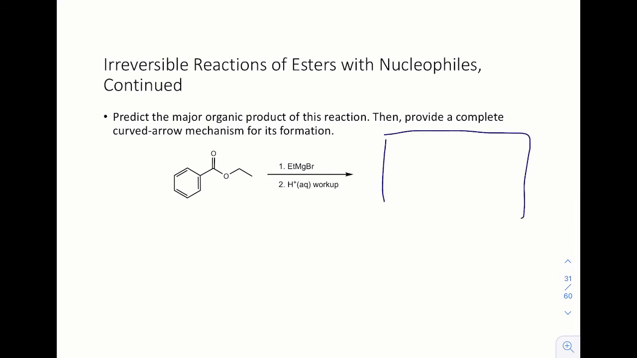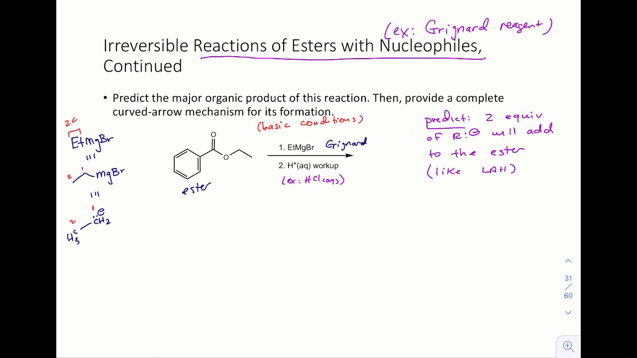Predict the major organic product of the reaction of this ester with ethyl Grignard. Then provide a complete curved arrow mechanism for the formation of this product. I predict that the very reactive Grignard reagent will add two times to the ester like LAH does. And since these are basic conditions, it will occur directly to the neutral ester. So either show the sigma electrons in the magnesium-carbon bond, or draw the Grignard reagent as a carbanion and have those electrons attack. Either way is fine. And this nucleophilic addition step results in the following intermediate.